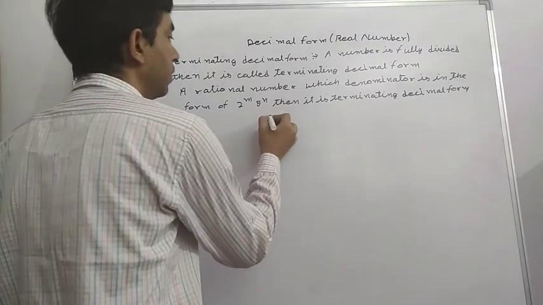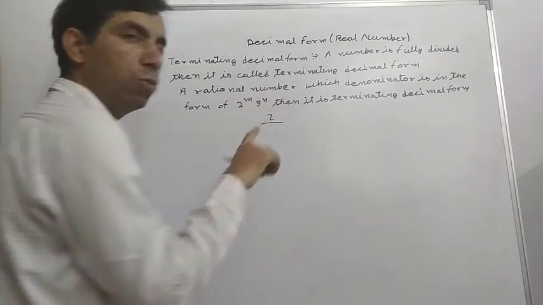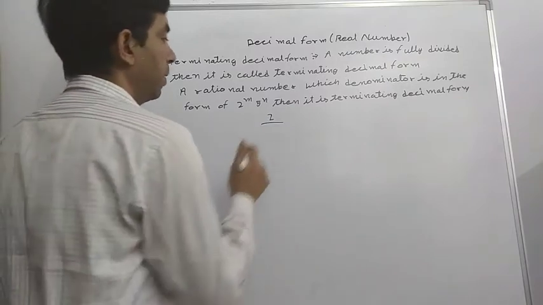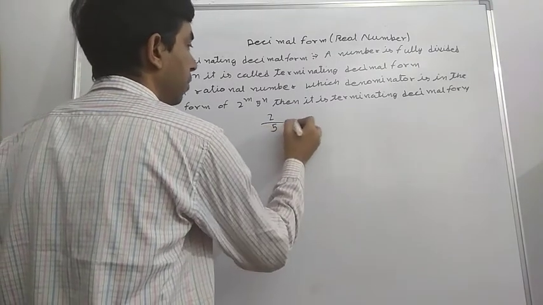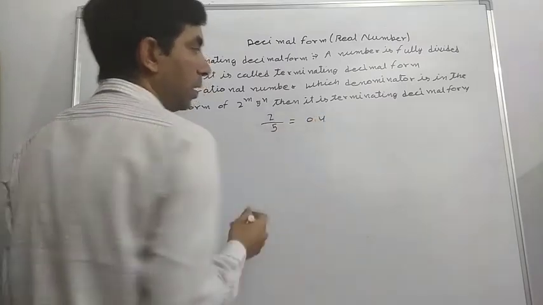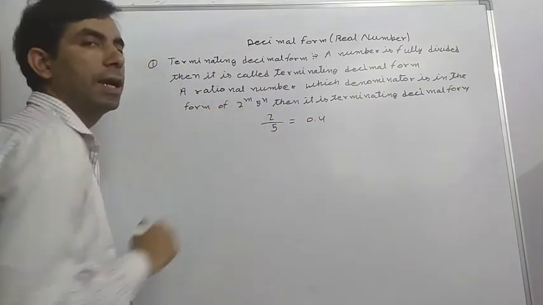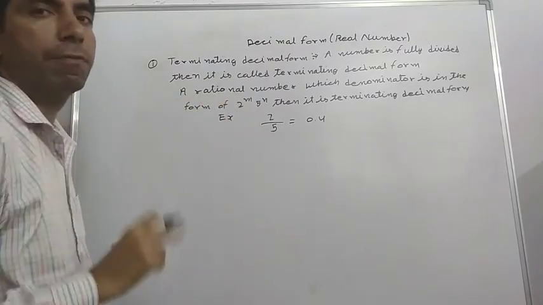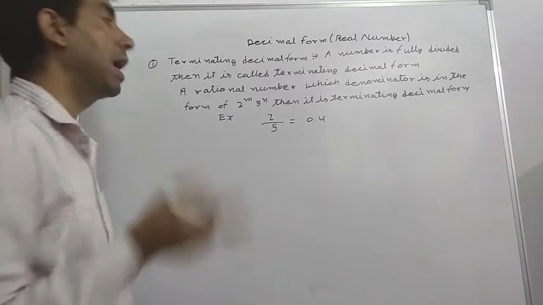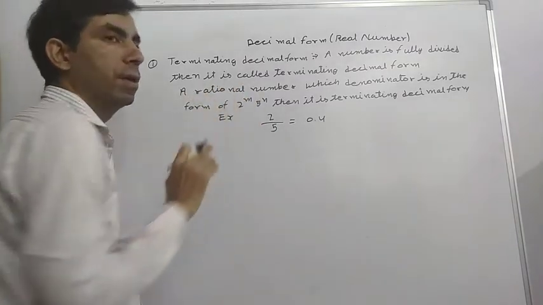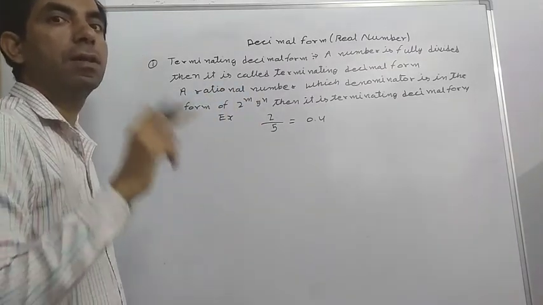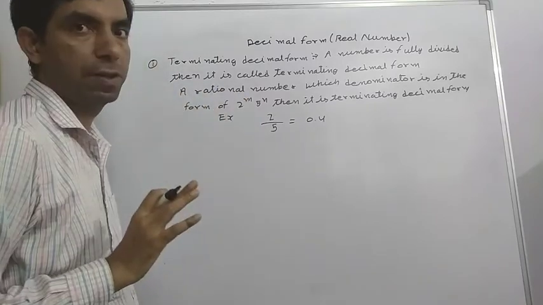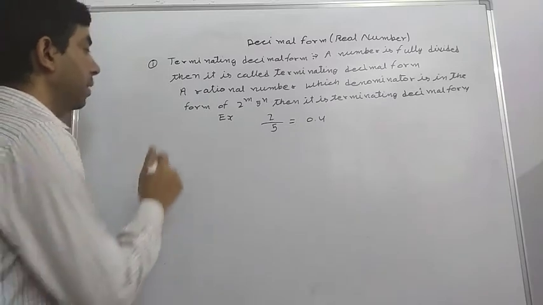Every rational number whose denominator has only 2 and 5 as prime factors is a terminating decimal form, just like 2 upon 5 is 0.4. It is terminating. It is not compulsory to have both factors 2 and 5 every time, but the factor must not be anything other than 2 and 5. So that is the terminating part.